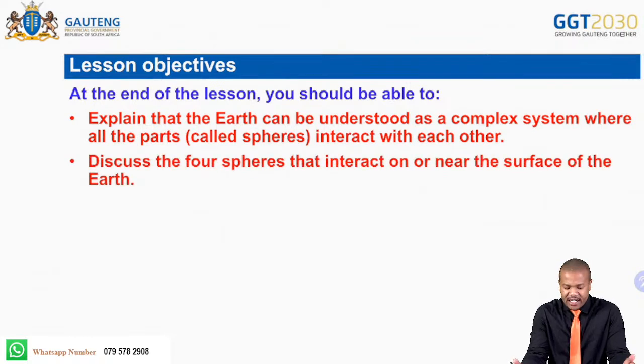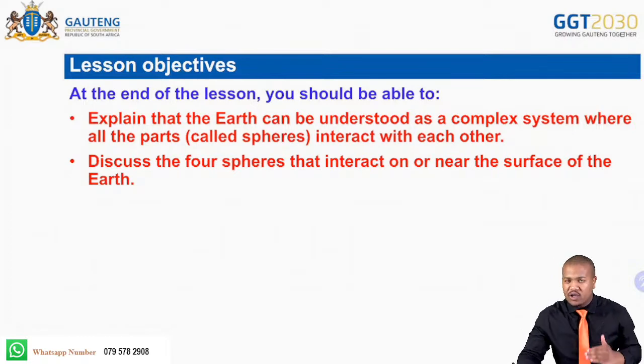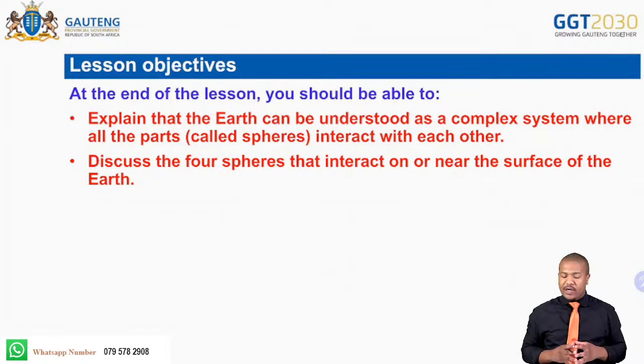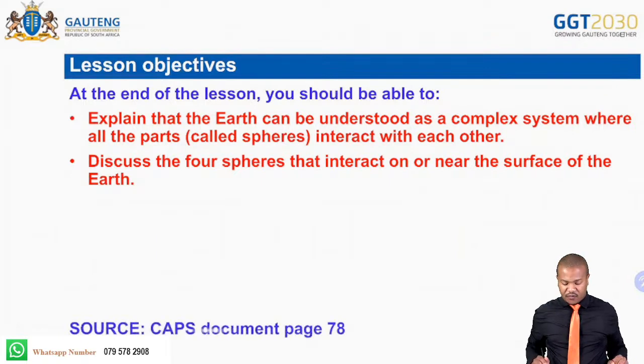Also, you need to be in a position where you are able to discuss the four spheres that interact on or near the surface of the earth. That is all for your lesson objectives, only two objectives. I hope you have noted them down. Firstly, we need to be able to explain that the earth can be understood as a complex system where all the spheres interact with each other. Also, we need to be able to discuss these four spheres that interact on or near the surface of the earth. And all this information is found under the CAPS document on page 78.